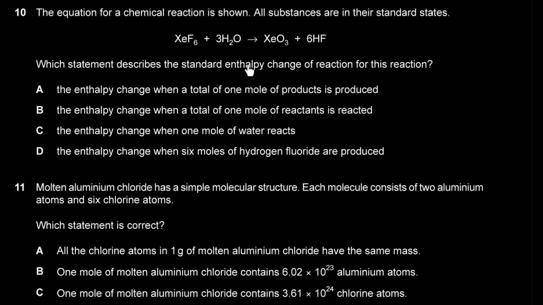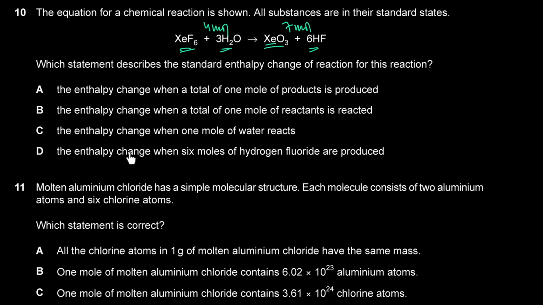Standard enthalpy change is the enthalpy change when molar amounts of reactants, as shown in the stoichiometric equation, react to form products. So, as shown in the equation, we have a total of 4 moles of reactants, and we have a total of 7 moles of products, right? So, A is incorrect because we're not showing 1 mole of products here. It's not when a total of 1 mole of reactants is reacted either, because again, we have 4 moles reacting, not 1, okay?